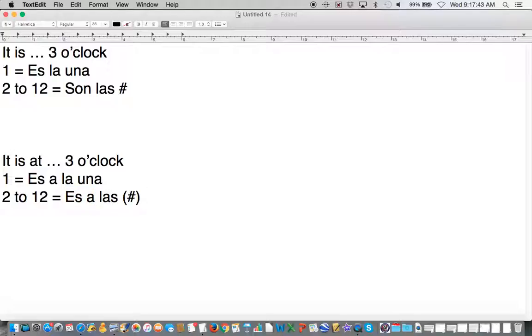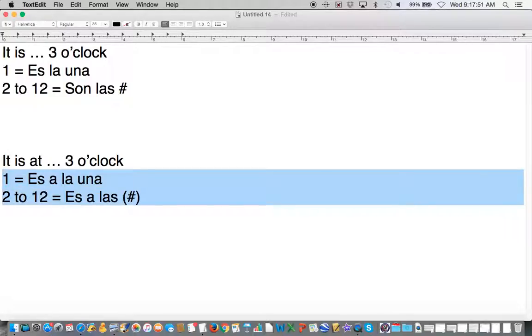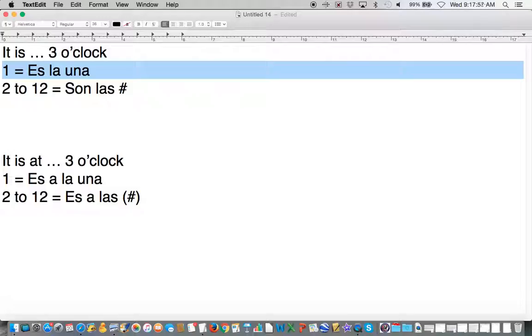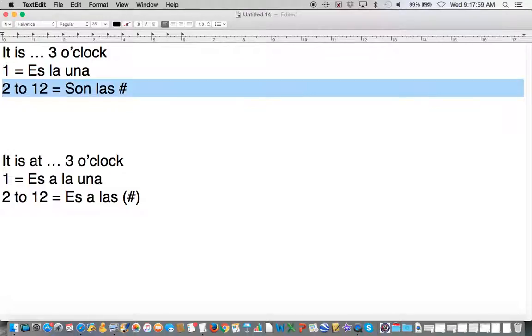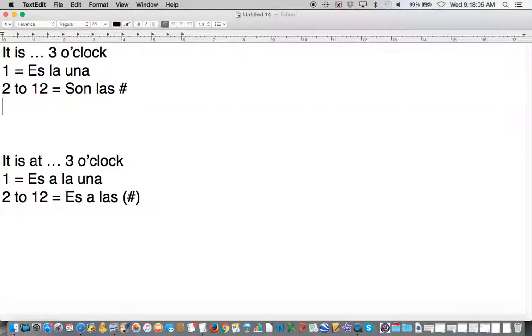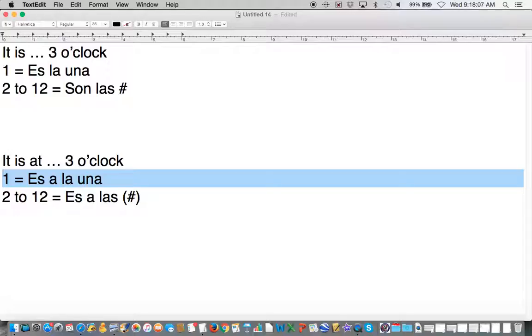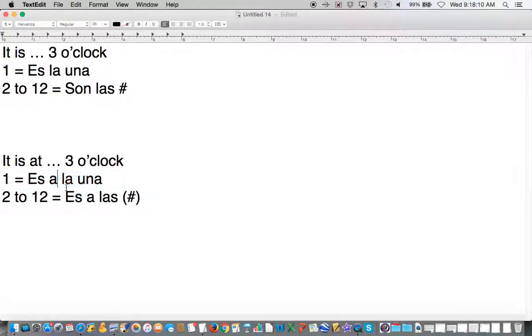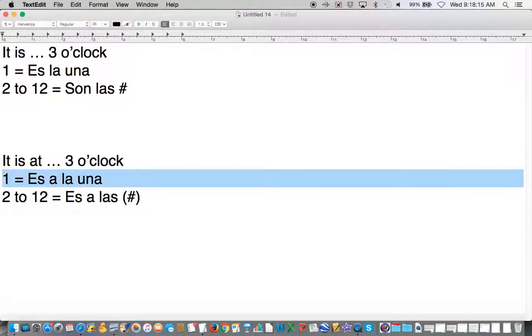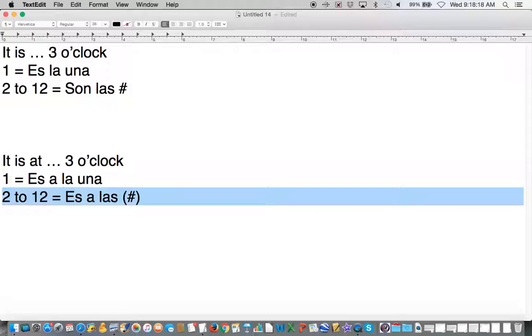This is plural. The only difference between these two is the la becomes las because your number is going to be plural. But you don't really have to understand why, you just have to understand that this is the way it works. So telling the time, es la una is for 1 o'clock, and son las plus whatever number you're using for 2 o'clock through 12 o'clock. Telling at what time, es a la una, because the letter A in Spanish means at. So es a la una for 1 o'clock, and es a las, and then whatever number you want to pick when it's 2 through 12.